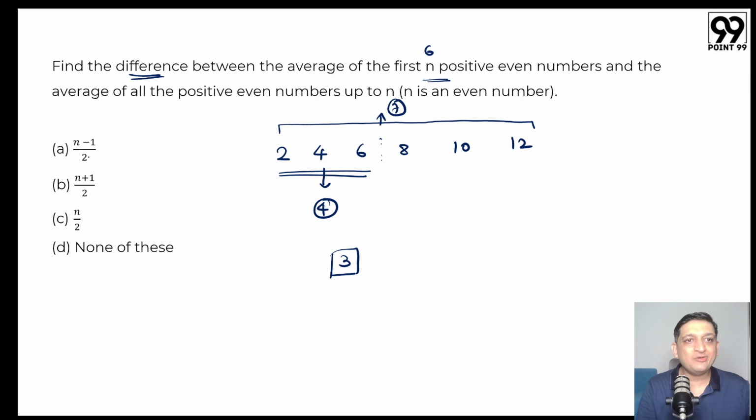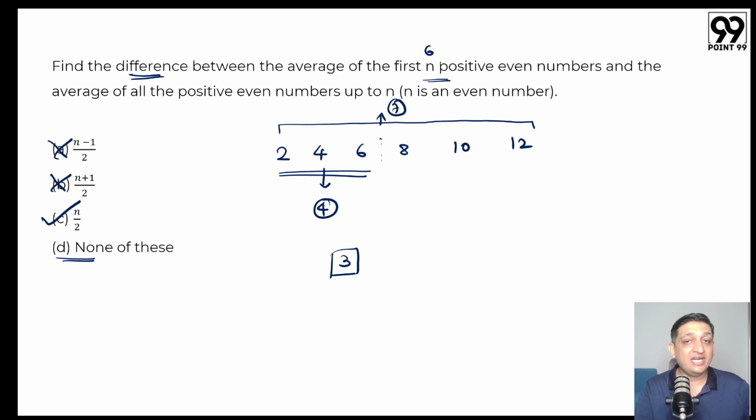6 minus 1 divided by 2, 5 by 2, will not be the case. 6 plus 1, 7 by 2, 3.5, not the case. 6 by 2, 3, yes, this works. The only problem is that we have "none of these" as an option. So if you are able to convincingly say that no, it is going to be n by 2, and if you take multiple cases, you should be fine. But if I were to tell you why it is n by 2, let's look at that bit as well.